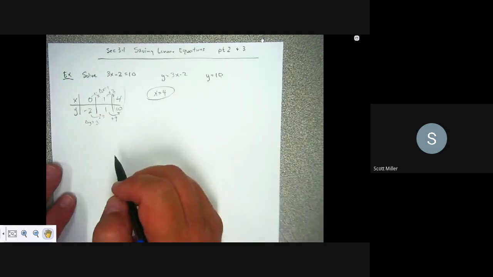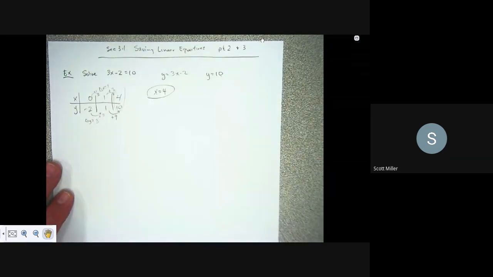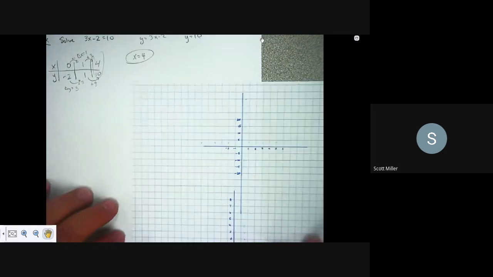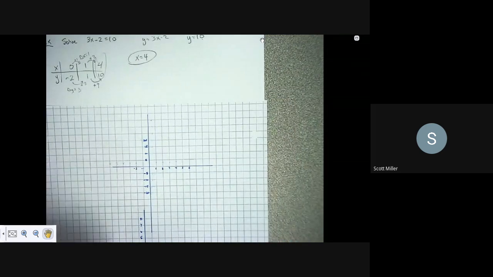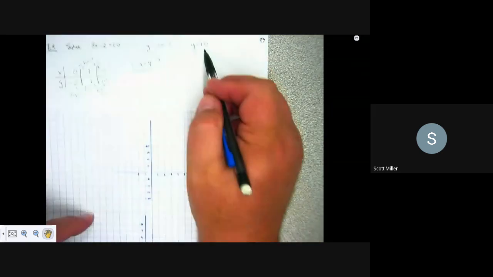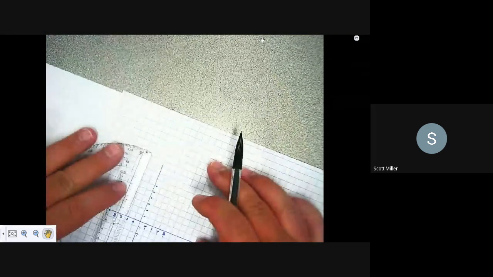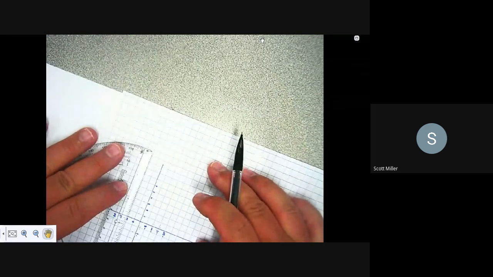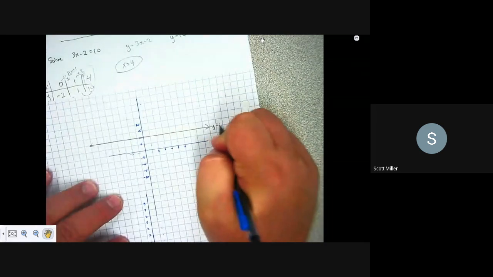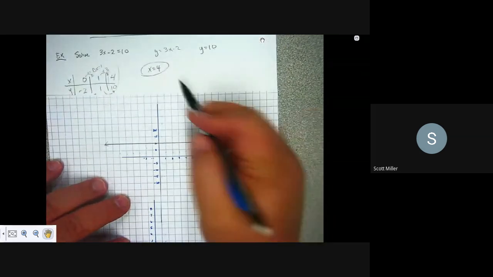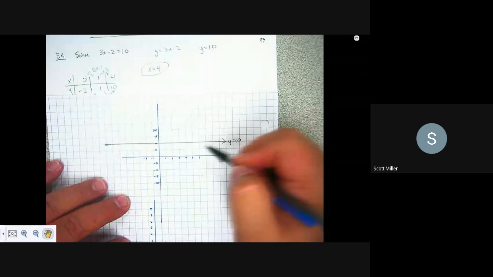Let's look at a graphical solution. In this sense, we're going to graph the numbers that I have. This time in my equation, I have y equals 10. So that is a horizontal line at 10. Let's establish that line. When it was 0, it was on the x-axis. Now it's up here. This is y equals 10. And we're looking to see where this line crosses this line.